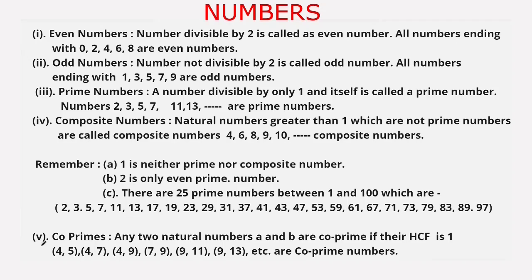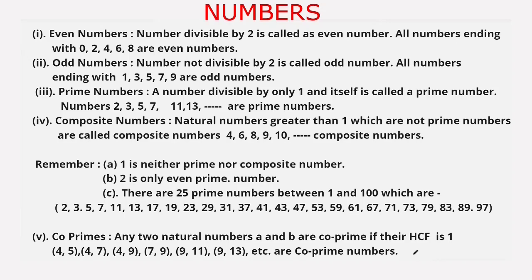Part 5, co-primes. Any two natural numbers A and B are co-prime if their HCF is 1. For example, 4 and 5, 4 and 7, 4 and 9, 7 and 9, 9 and 11, 9 and 13, and many more such numbers are co-primes.